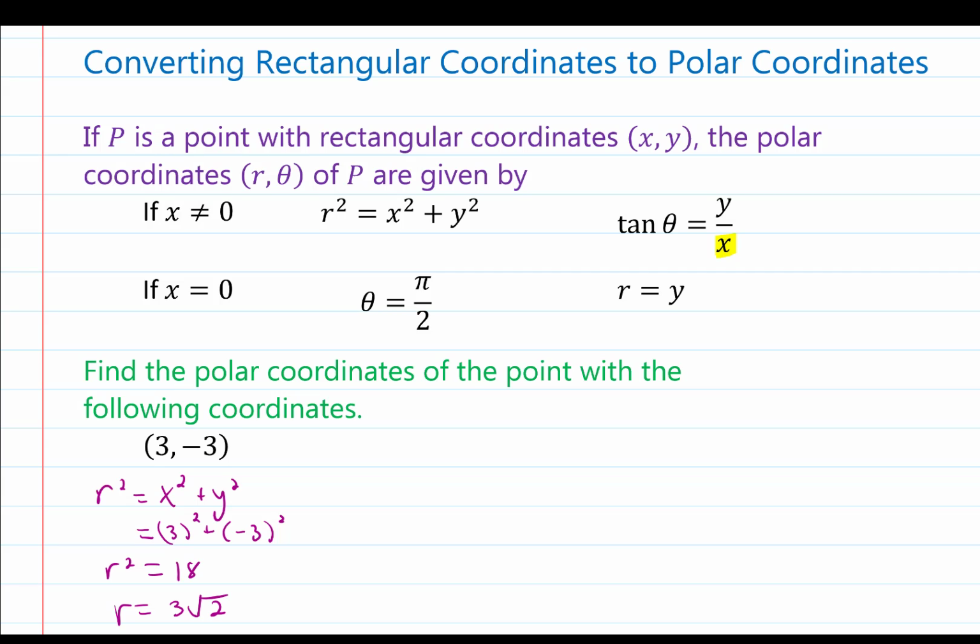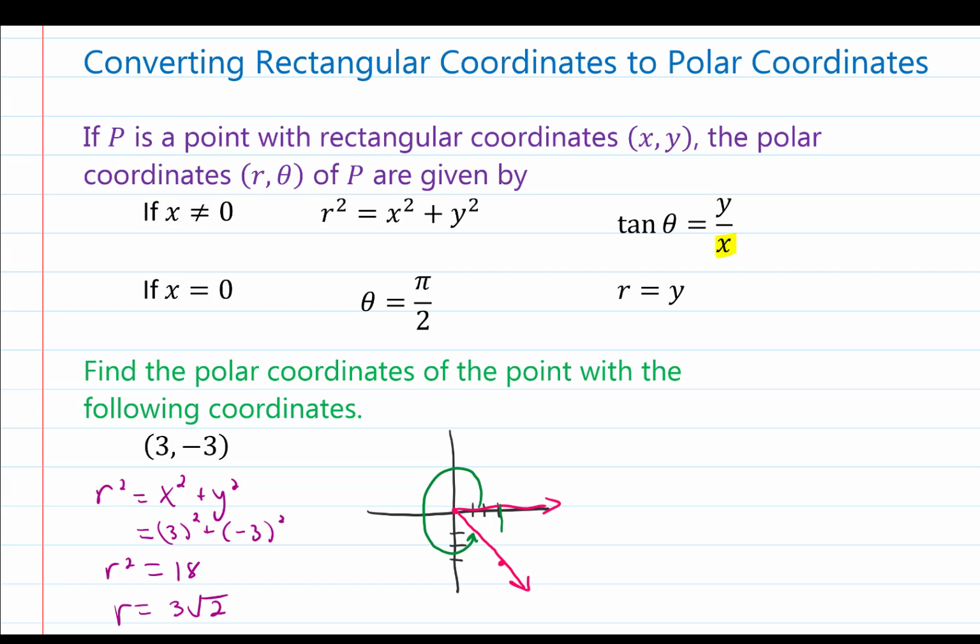I now need to find theta, and I could use tangent of theta is equal to y over x. However, I'm more of a visual person, so I'm going to draw a rectangular coordinate plane, and I'm going to plot 3, -3. So that would be 3 units to the right and 3 units down in quadrant number 4. I'm then going to draw the initial side of my angle and then the terminal side, which should go through that point 3, -3. What I'm looking for is this angle theta that has counterclockwise rotation from the initial side to the terminal side.